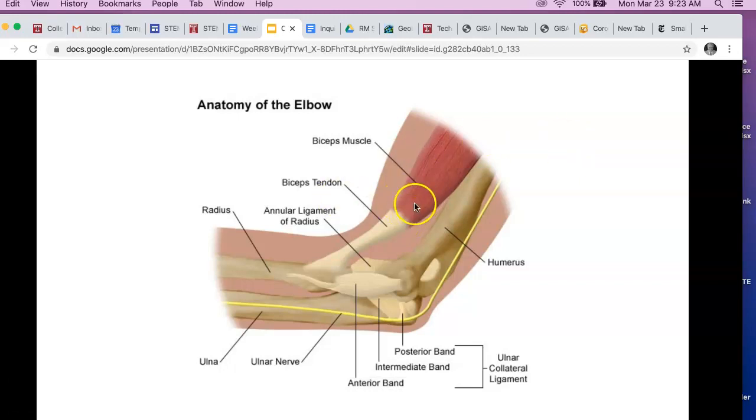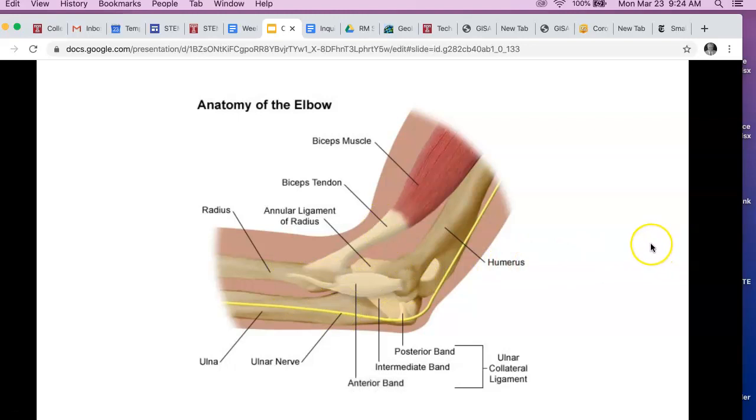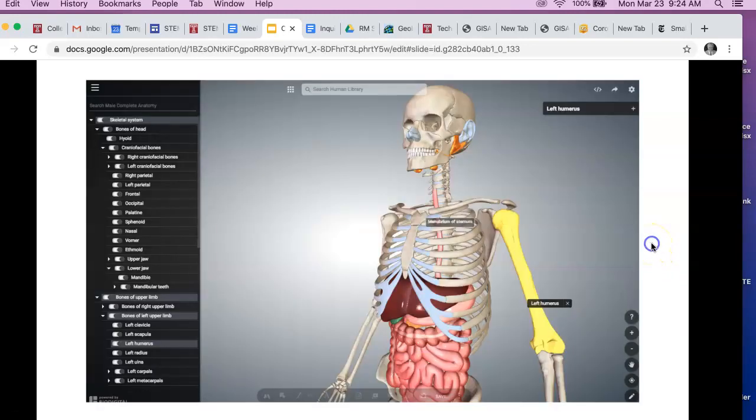Our bicep, the muscle being held to a bone, in this case, the bicep is being held to the radius with this tendon right here. You can feel that. As you go down your bicep, you'll feel the tendon. However, when we want to connect bone to bone, that's not a tendon, that's your ligament.